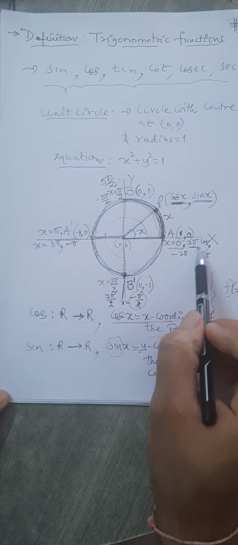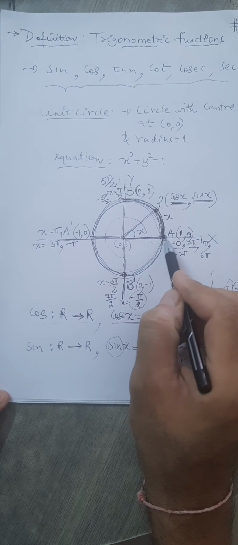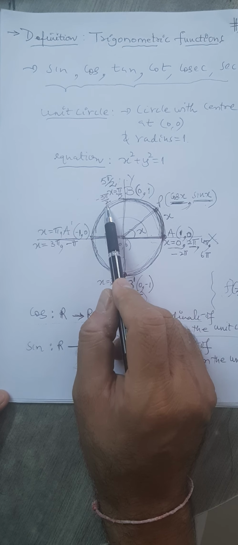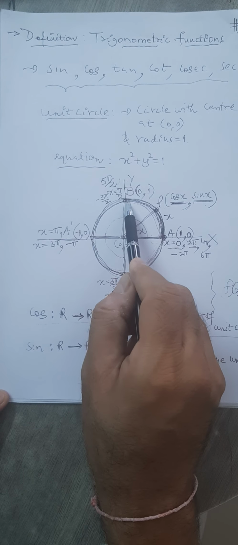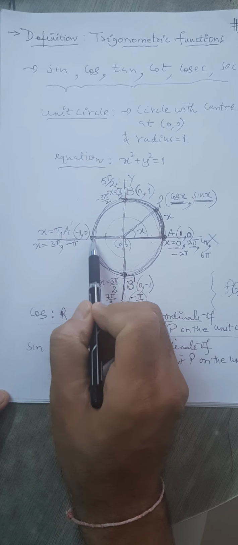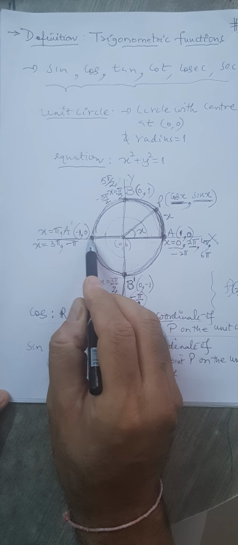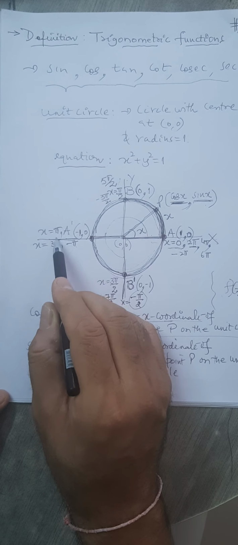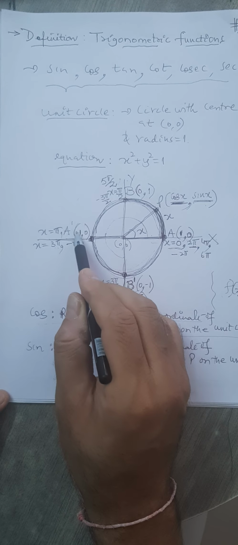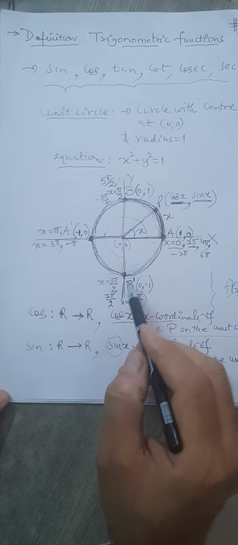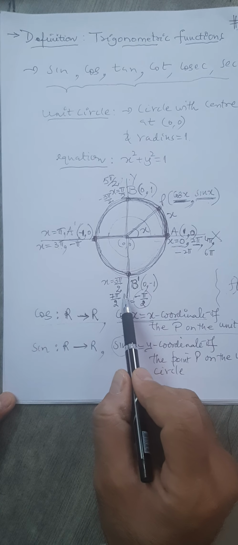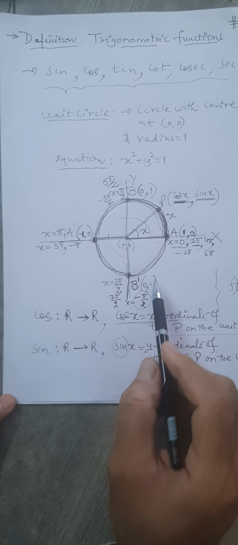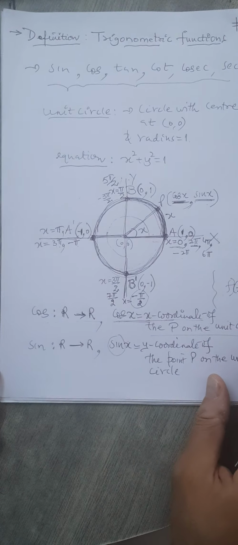0, 2 pi, 4 pi, minus 2 pi, 6 pi, all are A. Pi by 2, 5 pi by 2, minus 5 pi by 2, all are nothing but the point B on the unit circle. Here at this place, you have pi, 3 pi, minus pi, 5 pi and so on. This is point A dash, which has minus 1, 0 coordinates. Here we have minus pi by 2, 3 pi by 2, 7 pi by 2, all are nothing but the point B dash.